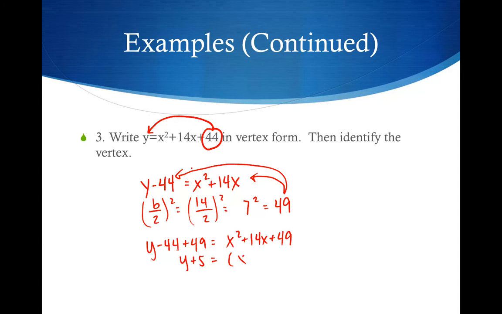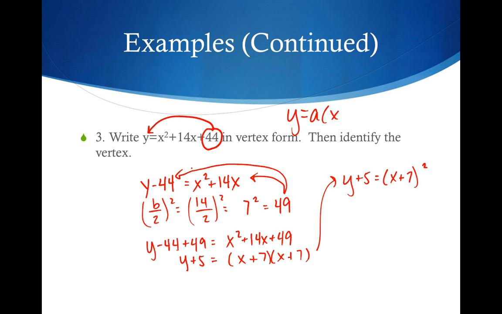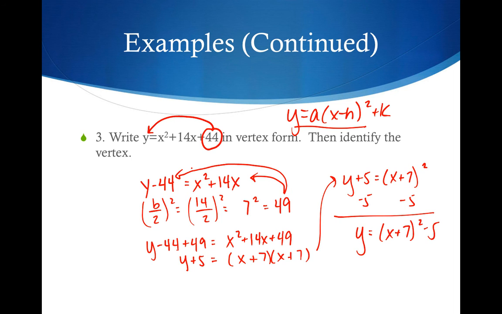On the right, I want to factor. So x times x for the x squared, 7 times 7 for the 49, both positive, so they add to that 14x. And then I want to write this as a binomial squared. So I'm going to say, okay, y plus 5 equals x plus 7 quantity squared. I'm almost in vertex form. Remember, vertex form looks like this. So I need to move that 5 back over. I'm subtracting it. I'm not going to try and shove it into those parentheses. That's what the k is. It gets tacked on the end. So y equals x plus 7 quantity squared minus 5.